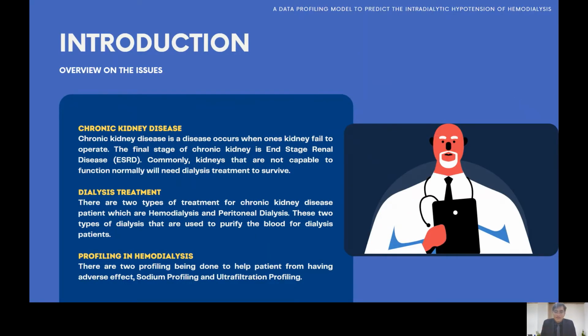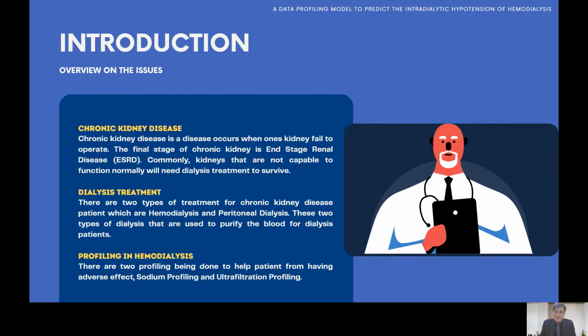So in this introduction, first we have to identify 3 important keywords throughout this whole project. The first keyword is chronic kidney disease. Chronic kidney disease is a disease that occurs when the kidney fails to operate. The final stage of CKD is End Stage Renal Disease, known as ESRD. Commonly in this stage, the kidneys are not capable of functioning normally and will need dialysis treatment to survive.